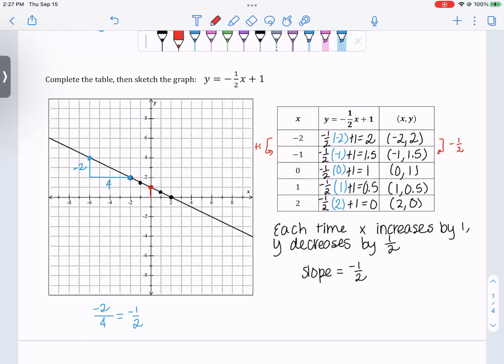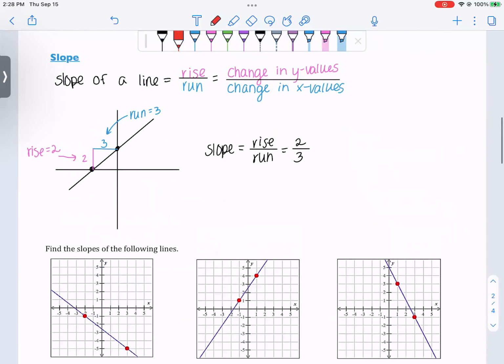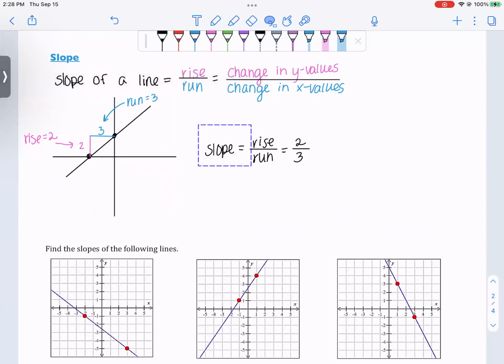I could go from this point to this point. I go down 1, I go to the right 2. That's -1/2. The slope is -1/2. Any 2 points you choose on there, if you take the rise and put it over the run, it will simplify down to -1/2. There's some important notes that you need to keep in mind when finding the slope of a line visually from a graph.